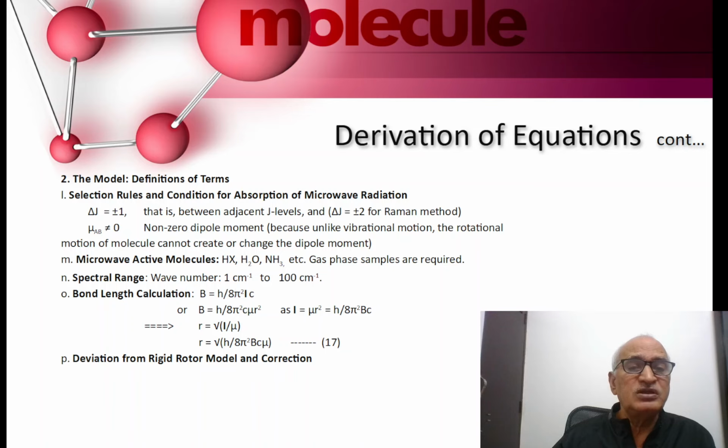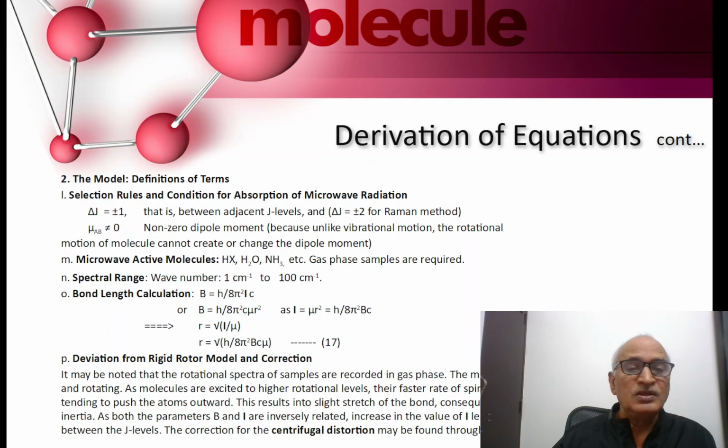Deviation from the rigid rotor model. While deriving the equations given above, we have assumed that when the molecule is rotating, there is no effect on the bond distance. But by common experience, we know when the molecule is rotating at high speed, it tends to pull the atoms away from the central point, from the center of gravity. It means that the equations derived earlier need some correction. The correction for centrifugal distortion may be approximated, not exactly, using quantum mechanics, particularly perturbation theory, which is an approximation method.